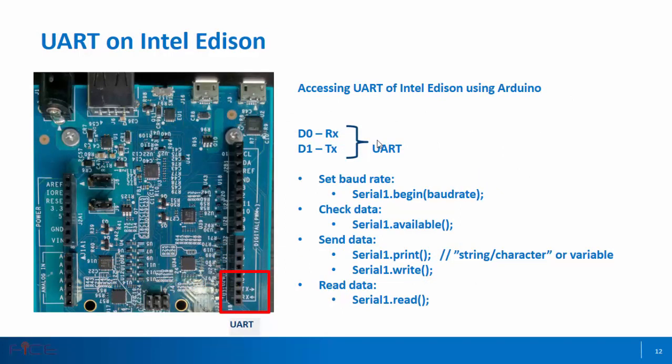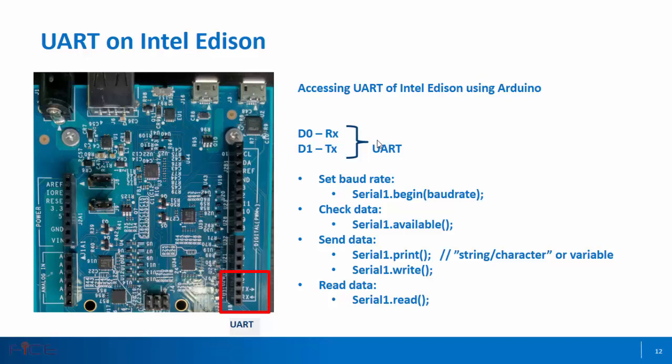On the Intel Edison board, pin number 0 or D0 is the receiver signal of UART and 1 or D1 is the transmitter signal of UART. So, to connect any peripheral with Intel Edison, the transmitter of the peripheral has to be connected with the receiver of Edison and the receiver of the peripheral has to be connected with the transmitter of Edison.